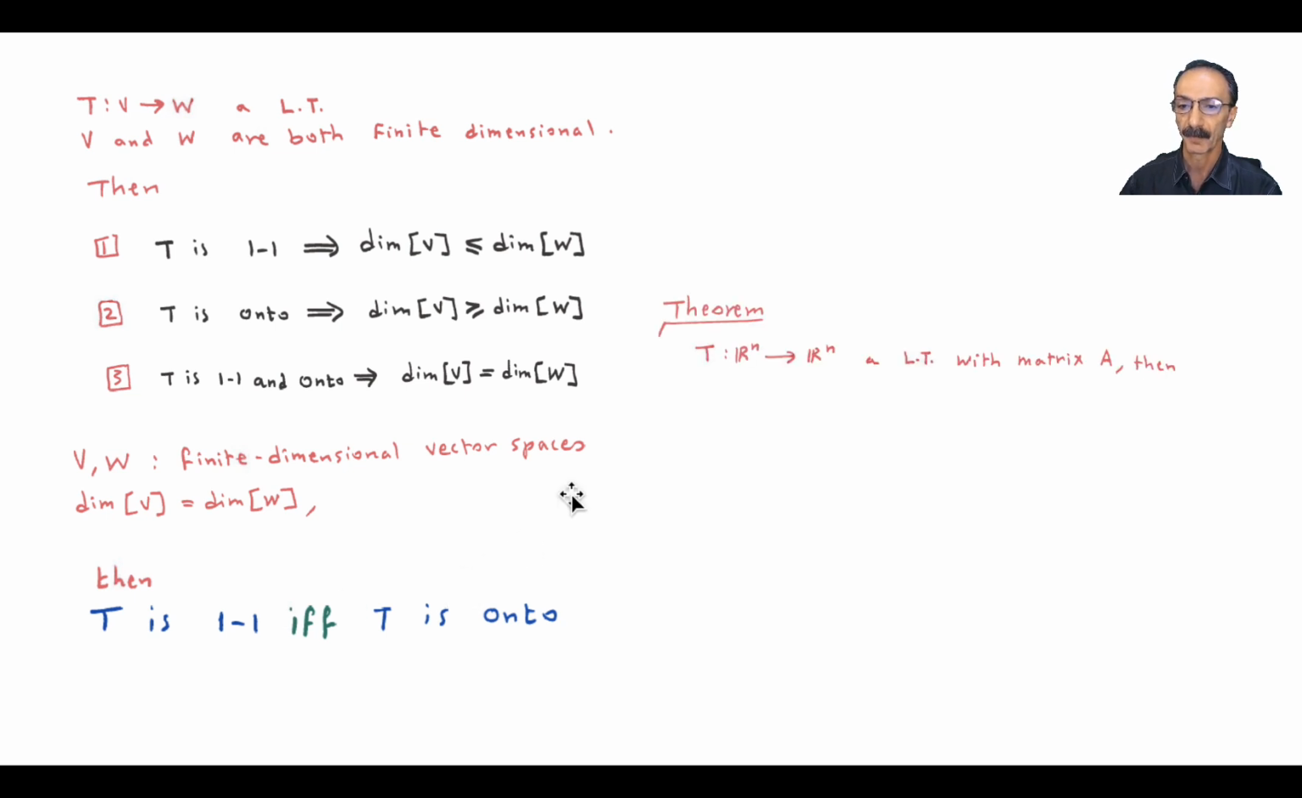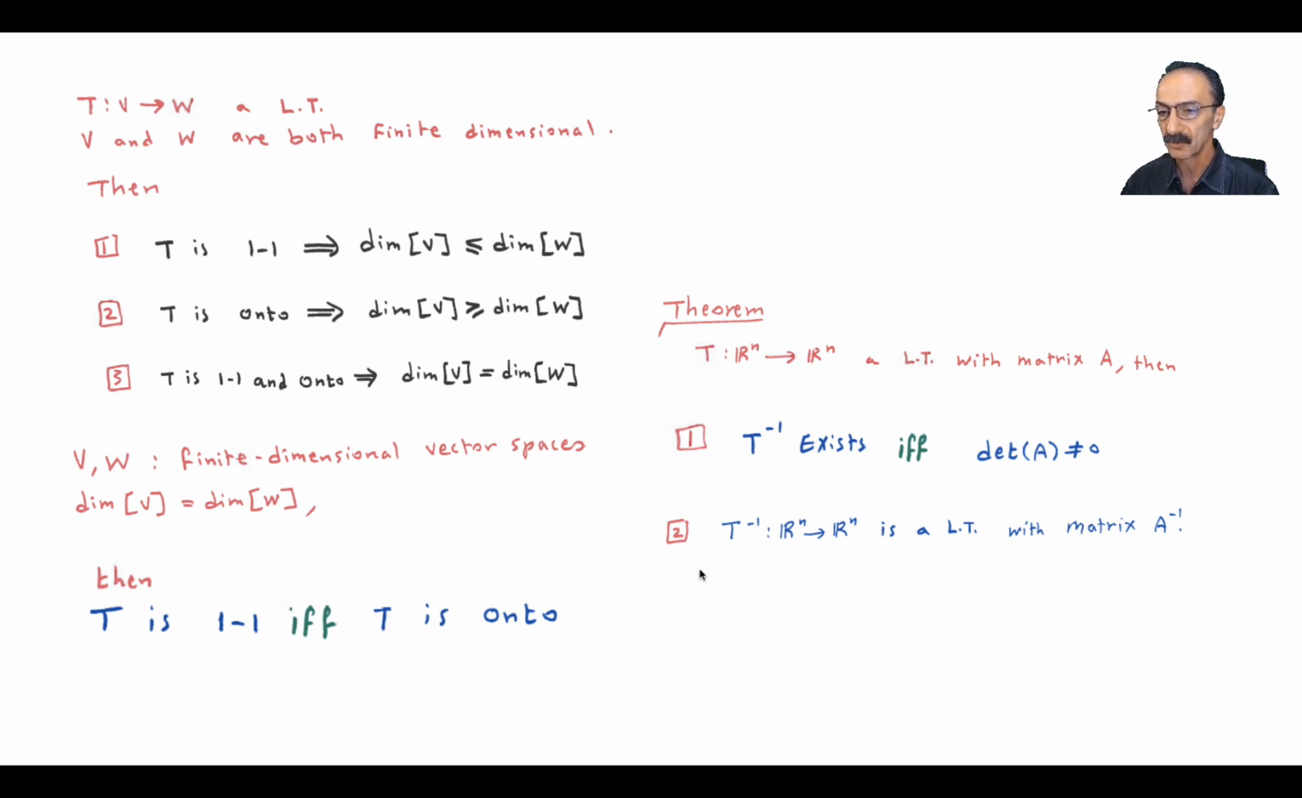Because that is if and only if. Here's the theorem. If T takes you from R to the n to R to the n, same size, a linear transformation with matrix A, then number 1, T inverse exists if and only if the determinant of A does not equal 0. Notice what we're looking at, a matrix transformation. Next, number 2, T inverse will take you back from R to the n to R to the n and is a linear transformation with matrix A inverse.